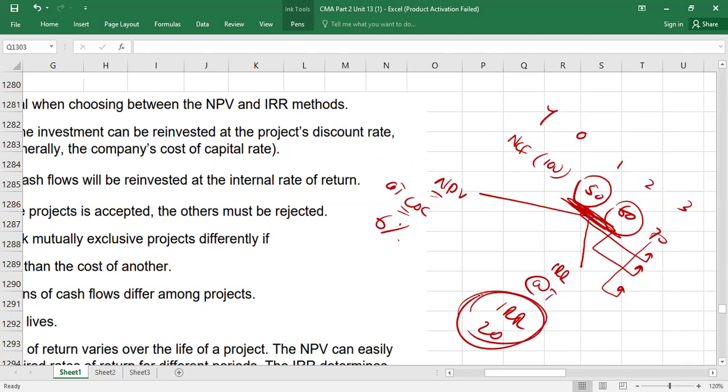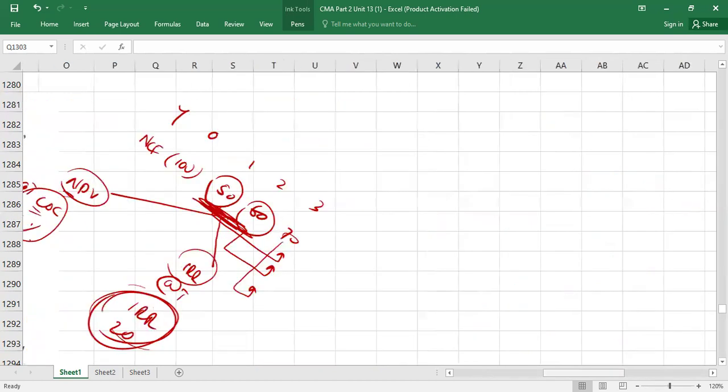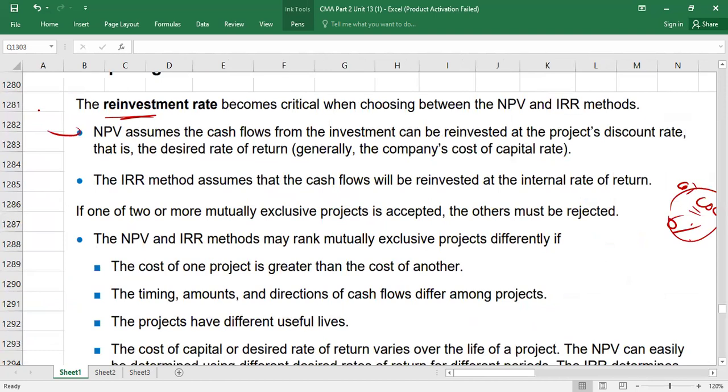Maybe I will not find an investment option which can generate 20% return for me for the remaining 2 years or 1 year, right? So that is impractical. So the point is, in NPV the reinvestment rate is the cost of capital. In IRR, the reinvestment rate is IRR itself, which is impractical if IRR is high. Okay, so that's it, we discussed reinvestment here. You can go through this point now. Next point: the IRR method assumes that cash flows will be reinvested at the internal rate of return, while NPV assumes that cash flows are reinvested at the cost of capital. These are 2 points. Great.